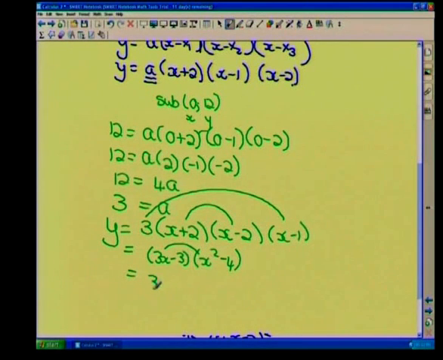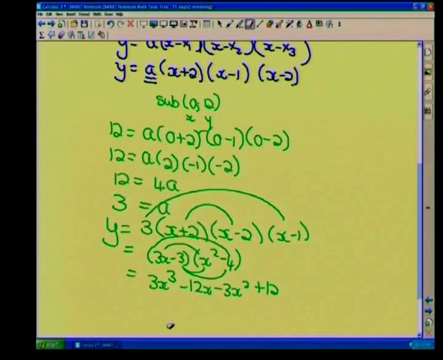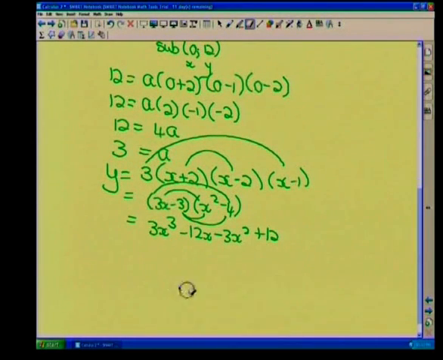That times that is 3x cubed. That times that is minus 12x. That times that is minus 3x squared. And that times that is plus 12. All we can do to improve on the issue here is perhaps to just write it in descending order. So let's just do that so it's really complete. But you can see not such a problem question.